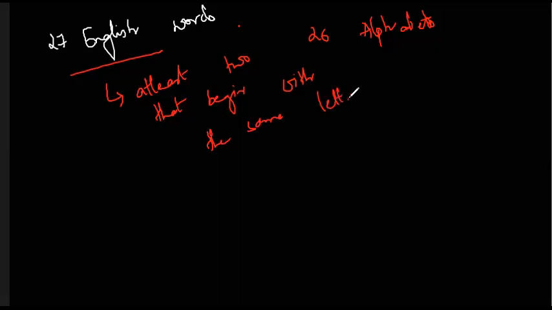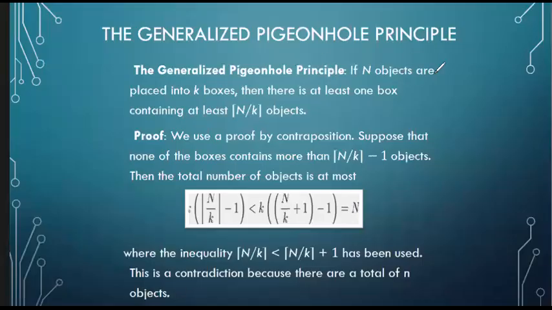Because why is it that? Because there are only 26 alphabets in the English language, and if you have 27 English words, then there must be at least two which begin with the same letter. Apart from that, if we want to generalize the pigeonhole principle, it can be written as follows. If n objects are placed into k boxes, then there is at least one box containing at least the ceiling value of n by k objects.